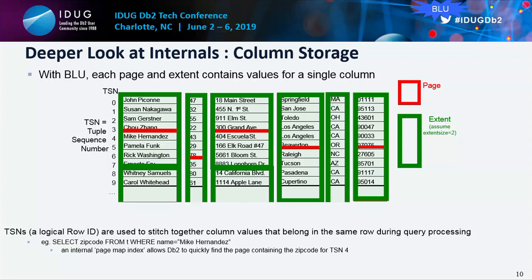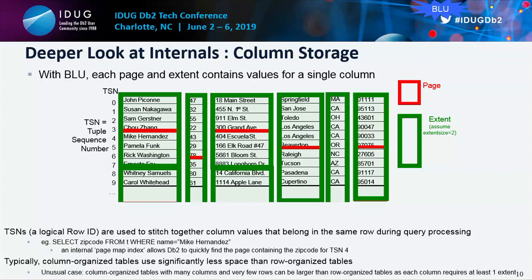Row ID and TSNs, it's tuple sequence number. So like this would be tuple 0, this is 1, this is 2. We have a page map index so that if you were down here matching some guy named or girl named Pamela Funk, she's tuple 5. So we have a page map index that can then find tuple 5 here because although it's on the first page here, and it's probably on the first page here, maybe when it comes to the address, it's on the 5th page or the 10th page. It has to know how to find that.